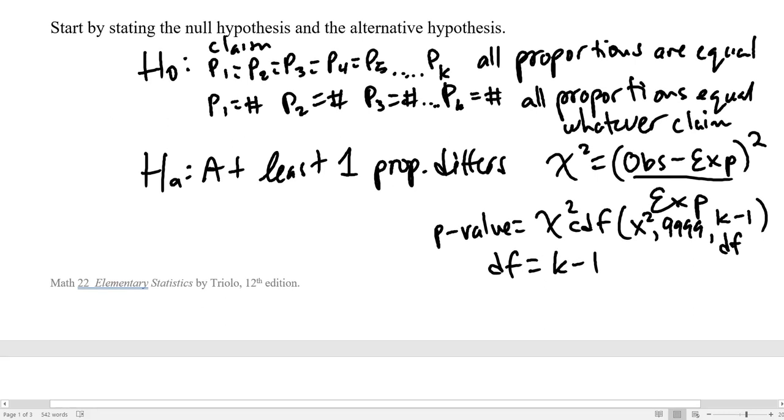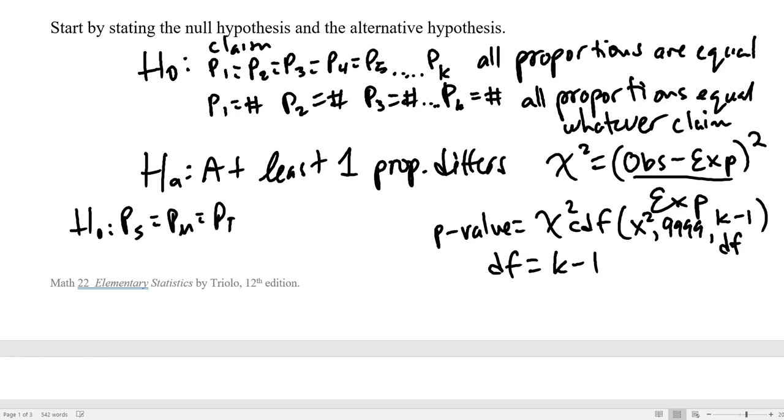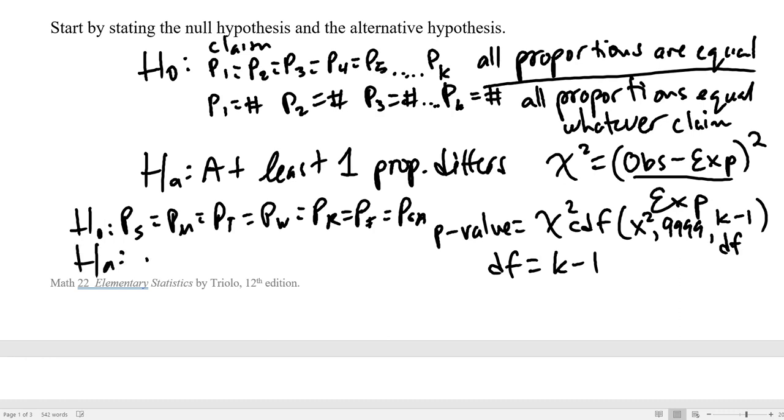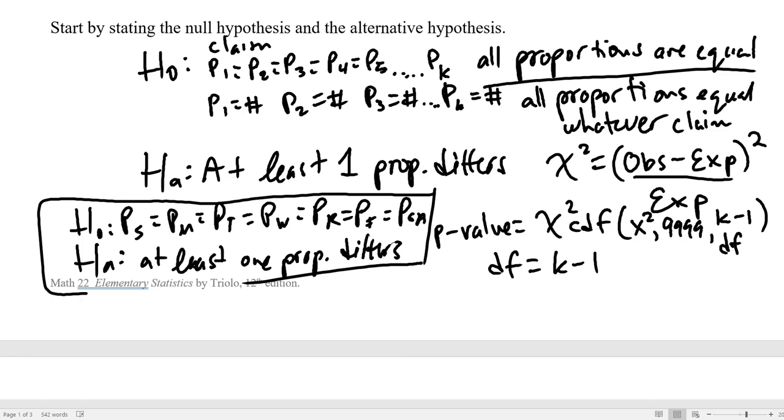So basically, our null hypothesis this time is going to be that the proportion of Sunday equals the proportion of Monday equals the proportion of Tuesday equals the proportion of Wednesday equals the proportion of Thursday equals the proportion of Friday equals the proportion of Saturday. That all the proportions are equal. That the proportions of births were equal over each day. And alternatively, at least one proportion differs. Okay, so that would be, for this test, how you do that.